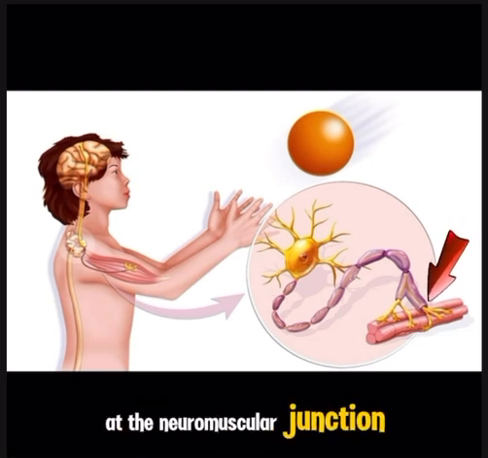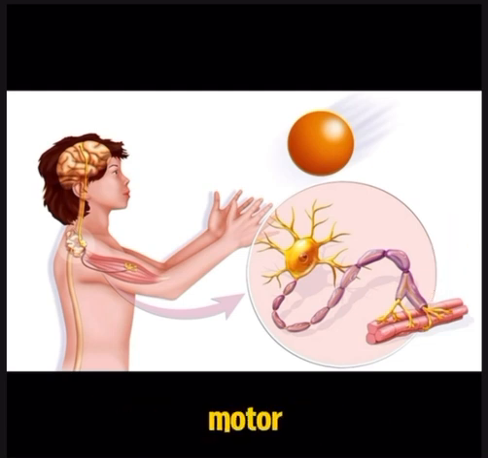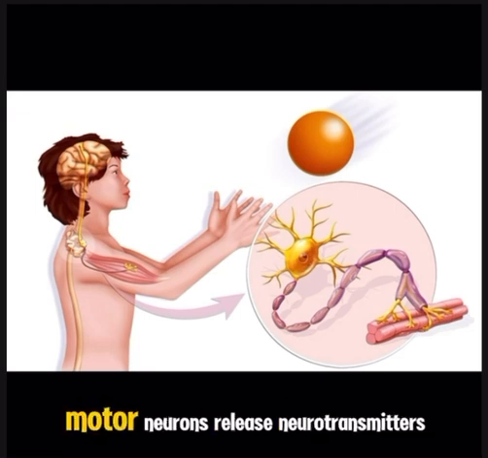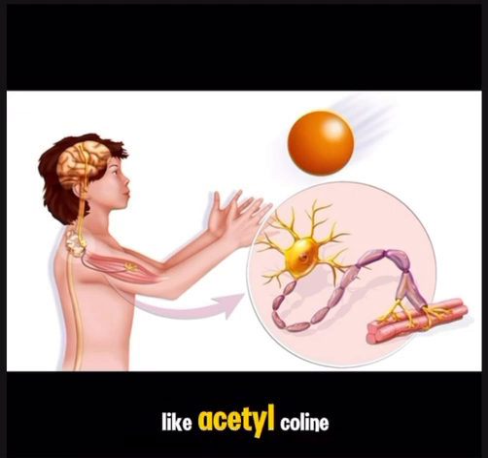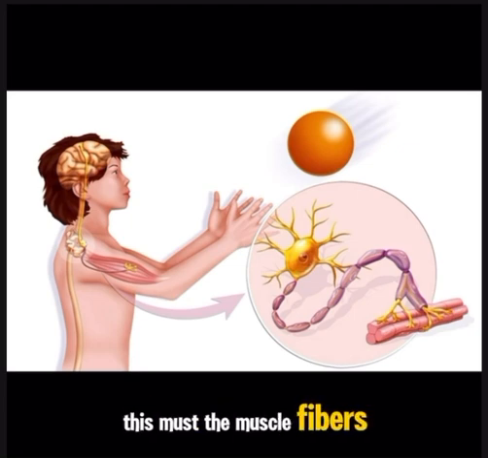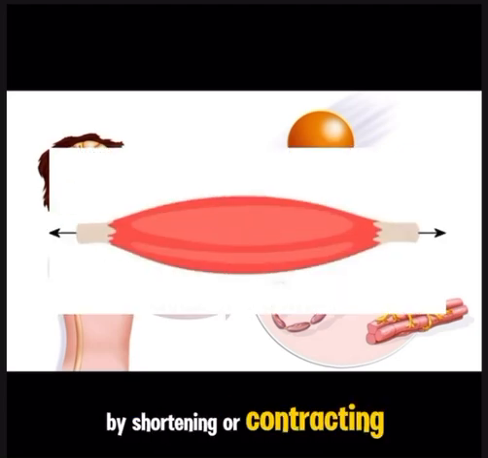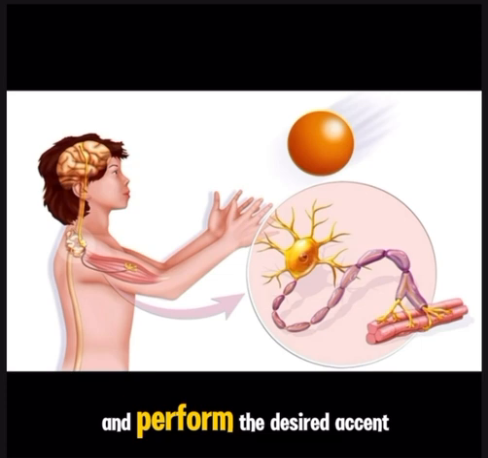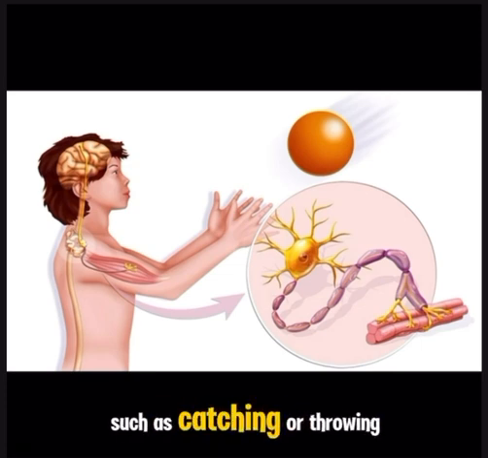At the neuromuscular junction, or the area where the motor nerves connect and communicate with the muscle, motor neurons release neurotransmitters like acetylcholine, which trigger the muscle fibers to contract. The muscle fibers respond to the signal by shortening or contracting. This allows the arm to move and perform the desired actions, such as catching or throwing the ball.